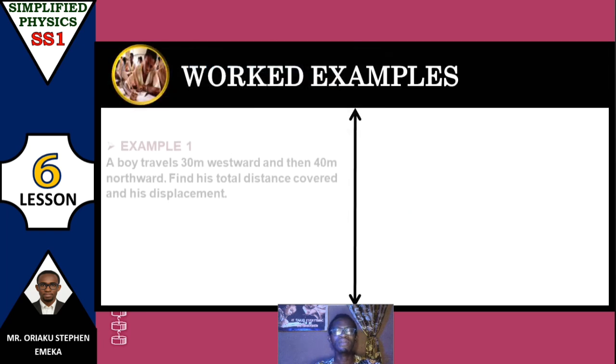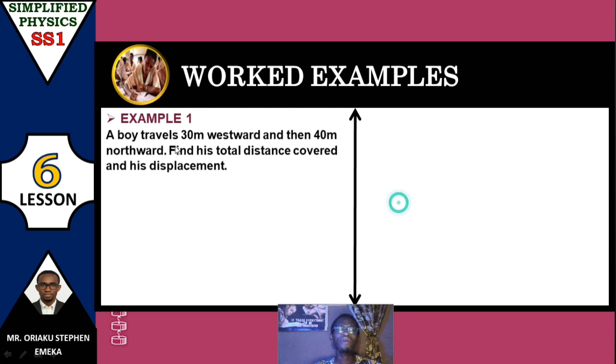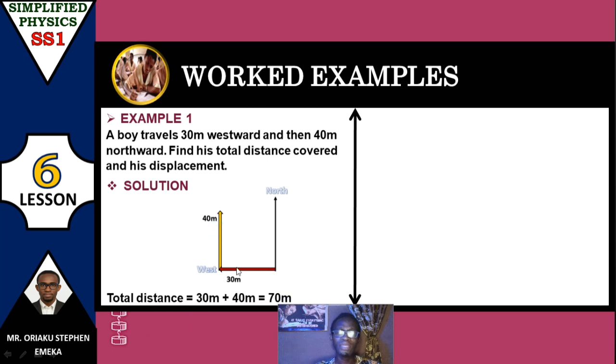Okay, now look at this example. A boy travels 30 meters westward and then 40 meters northward. Find the total distance covered and its displacement. To find the total distance, for the solution, we draw the diagram. The boy starts from here, goes 30 meters west, then he goes 40 meters north. When they ask us for the distance, it is the addition of all the paths he has followed, so our distance is 30 plus 40, which is 70.